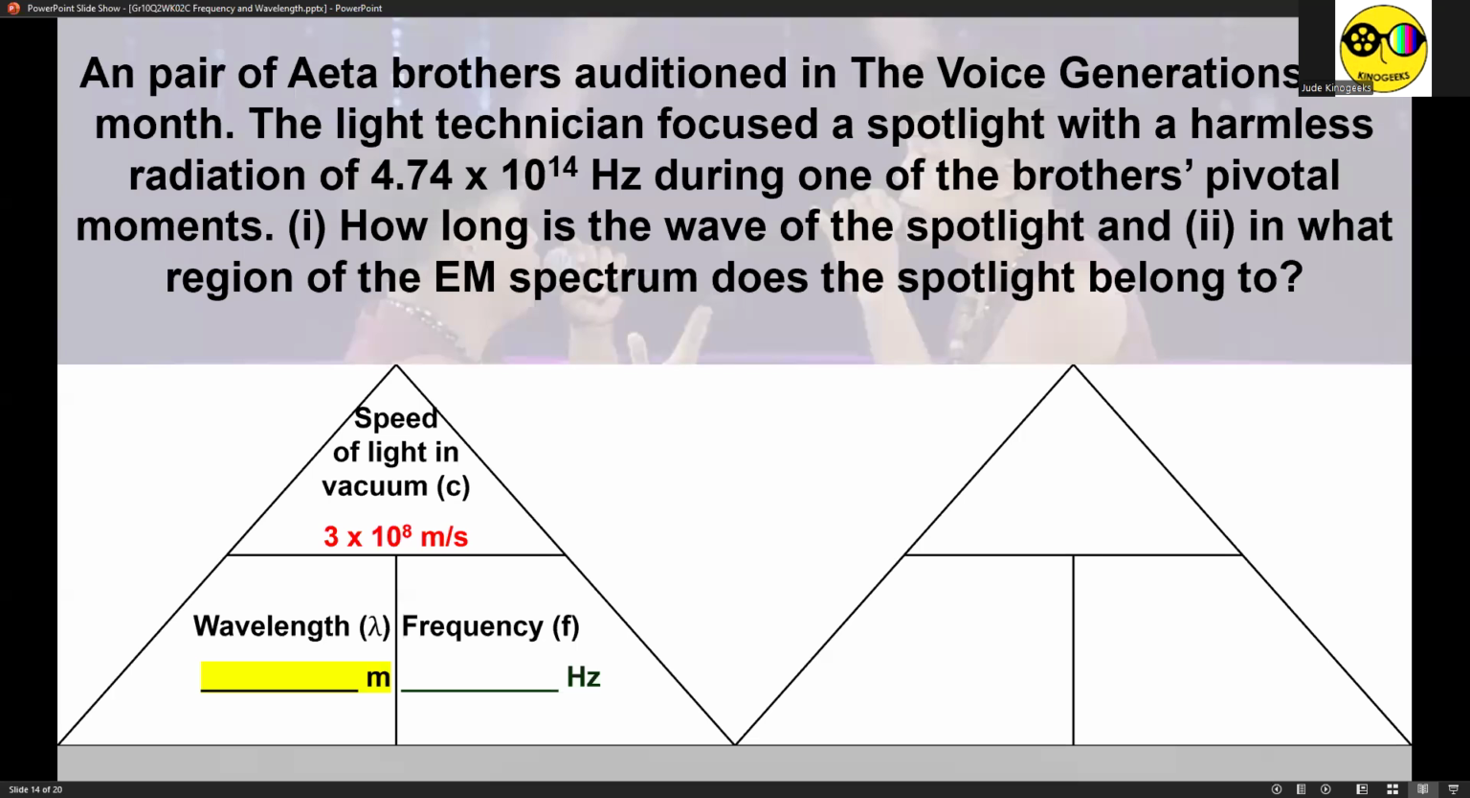So problem number 2. A pair of brothers audition in The Voice Generations last year. It's actually last year, not last month. The light technician focused a spotlight with a harmless radiation of 4.74 times 10 to the power of 14 hertz during one of the brothers' pivotal moments. How long is the wave of the spotlight? And in what region of the electromagnetic spectrum does the spotlight belong to?